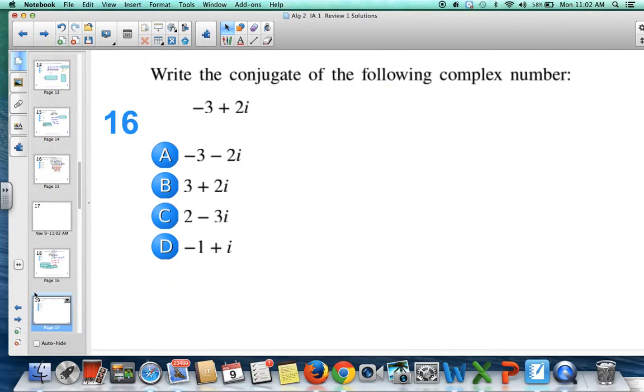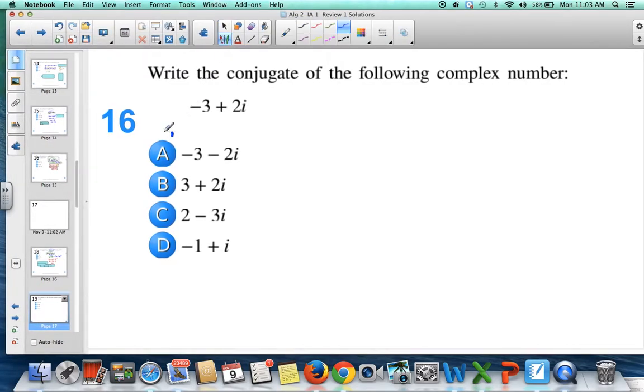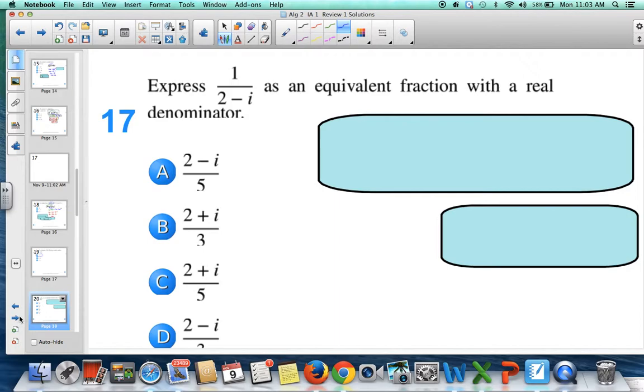All right, number 16, the conjugate. This should be easy for everyone to do. Basically, when we write the conjugate, it's going to be a binomial, two terms, and the conjugate just changes the second part of this term. The one before the i will be changed. So negative 3 stays the same. Positive 2i changes to negative 2i. So for that one, we're going to have this answer right here. Negative 3 plus 2i.